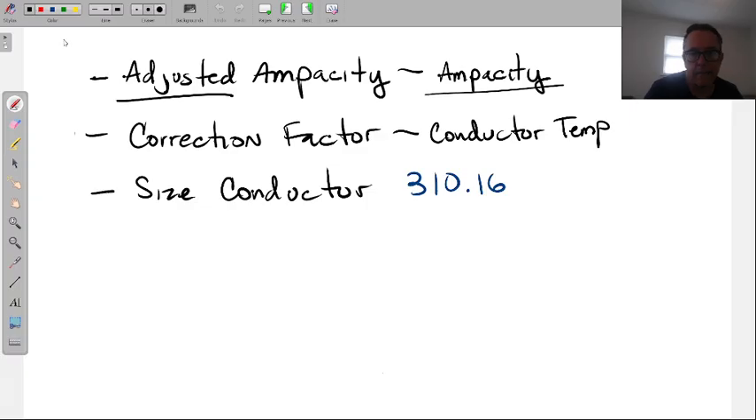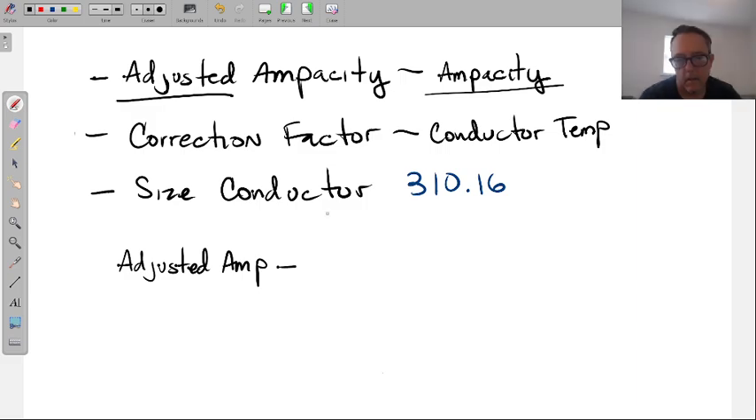So for adjusted ampacity, I'm going to add stuff here. You guys go ahead and write, and I'm going to just start to put a couple of extra things down here. CF is just going to be correction factor.